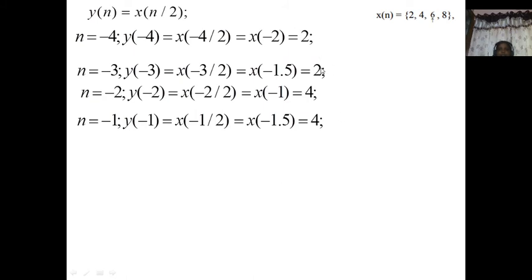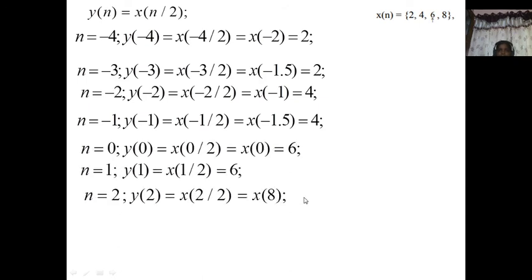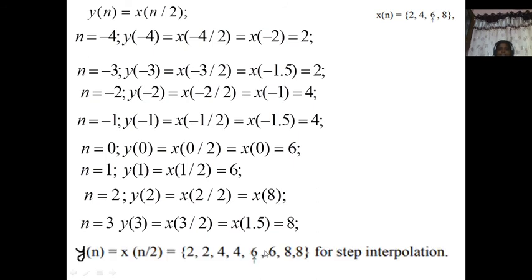So 2 is carried for the next sample, 4 is carried for the next sample, 6 is carried for the next sample, 8 is carried for the next sample. So this we can call the in-between. From 2 to 4 we have one more 2, from 4 to 6 we have one more 4, from 6 to 8 we have one more 6. This is the step interpolation. Whatever meaning we saw, now we are verifying with some mathematical background.